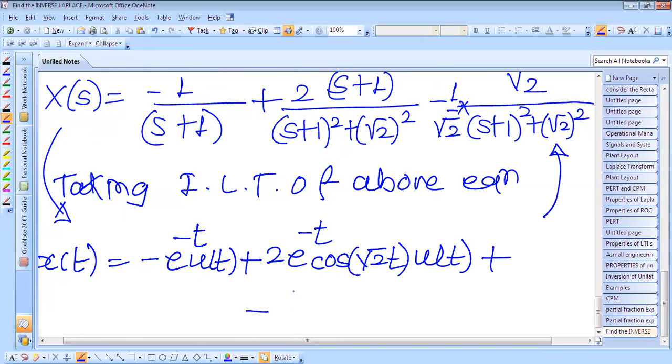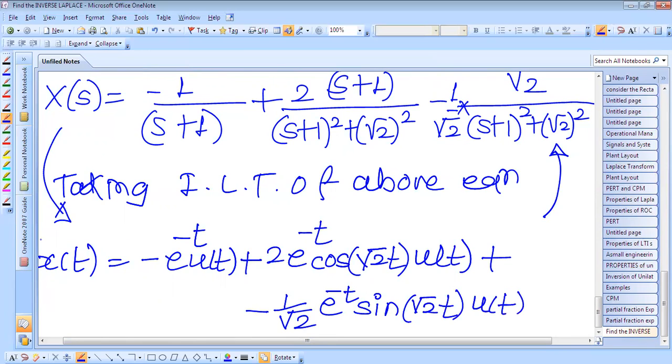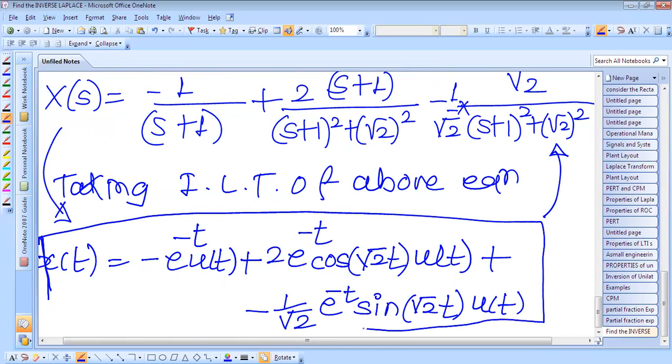minus 1 over root 2 into e raised to power minus t into sine of root 2 t into u of t. Okay. This is the inverse Laplace transform of this given transfer function.